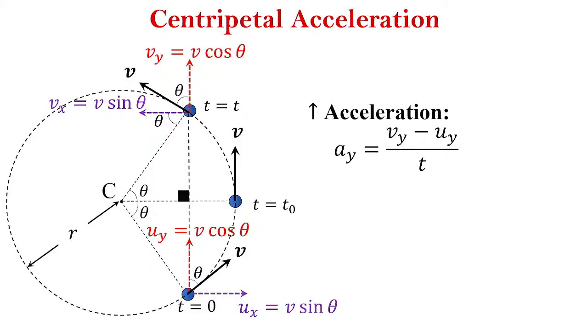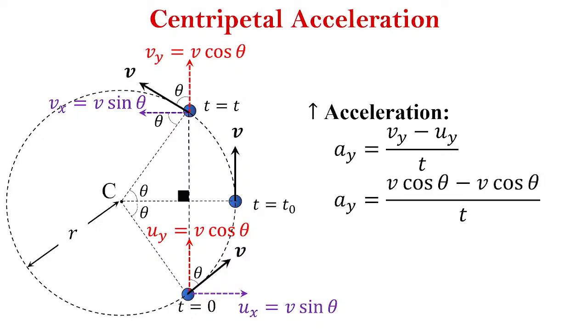Yes. V cos theta again upwards. And that is positive y direction. And now V cos theta minus V cos theta is? I can't hear you. 0.